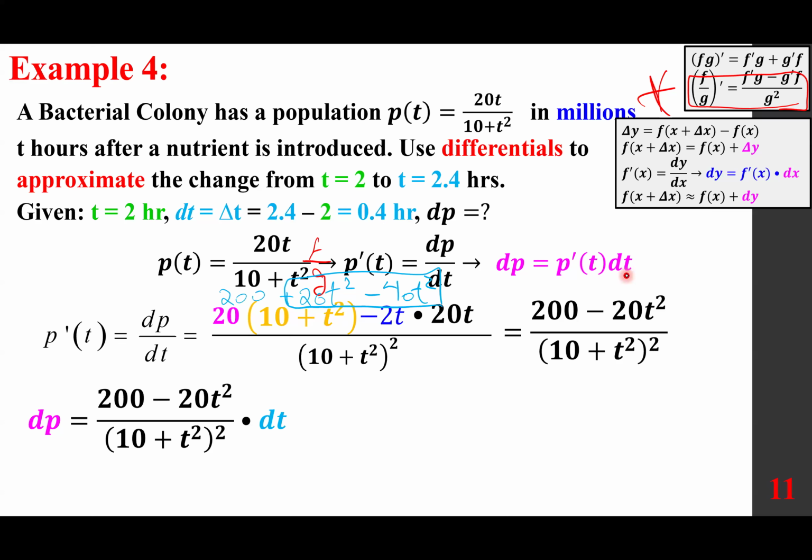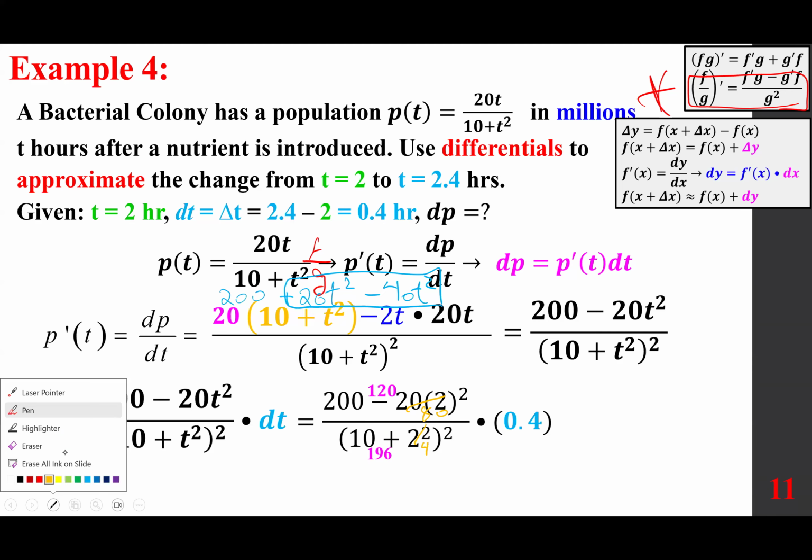Let's plug in t equals 2, dt equals 0.4. When we do that, 200 minus 20 times 2 squared, over (10 plus 2 squared) quantity squared, times 0.4. This is 4 times 20, which is 80. So this is 80, and 200 minus that is 120. This is 4, and 14 squared is 196.